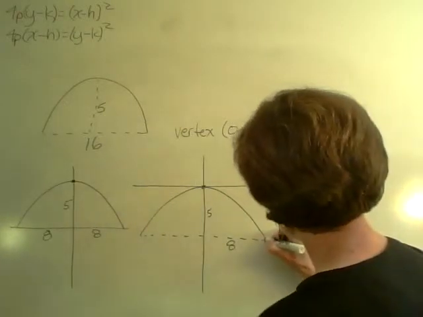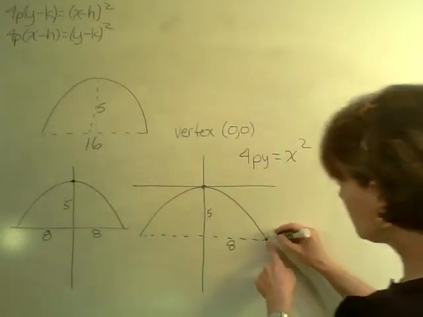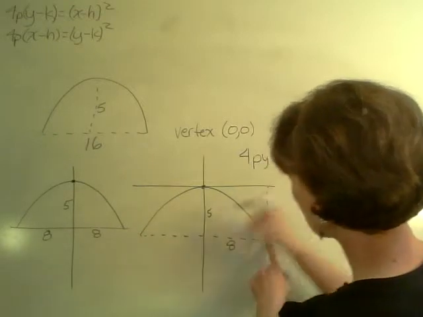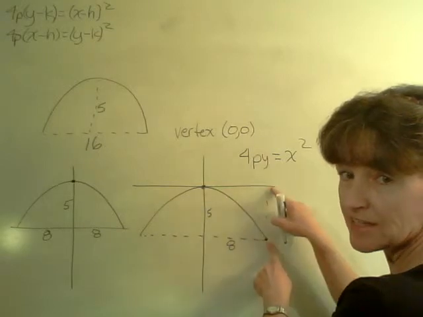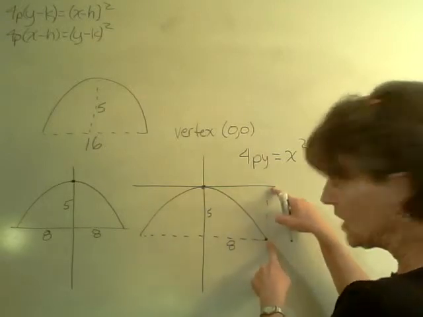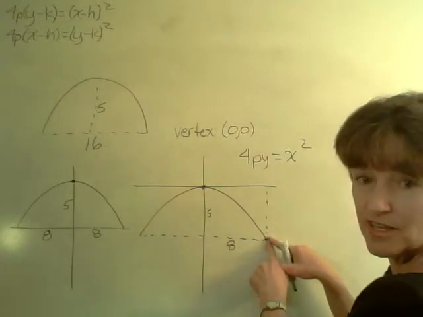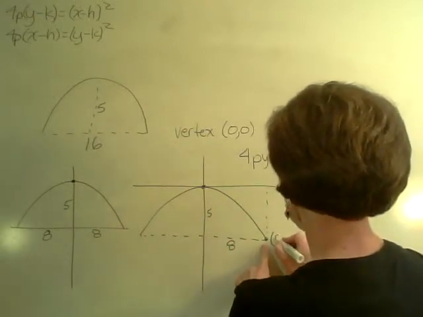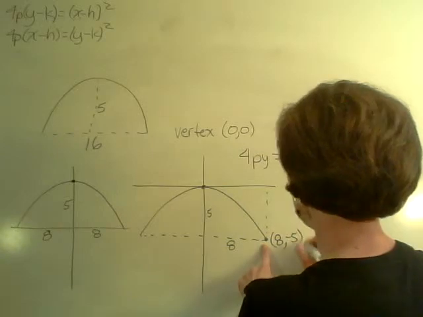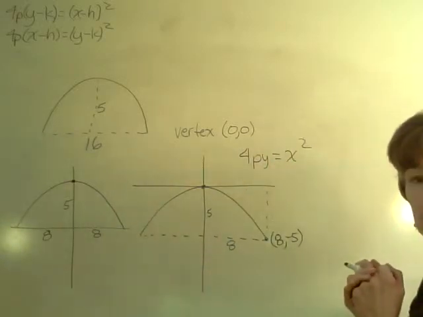Well, what is that point? This point right here. You see, this point is 8 units across this way, so that's 8 in the positive x direction, and it's 5 units down, because this is 5. So this point right here is (8, -5). If I just put that point in here, I can solve for p.